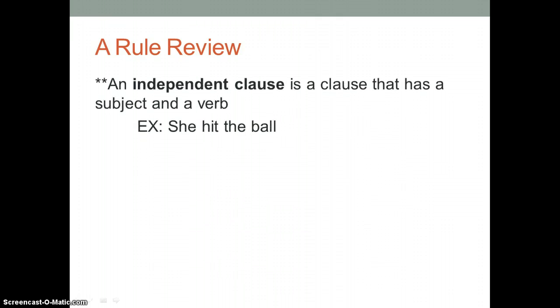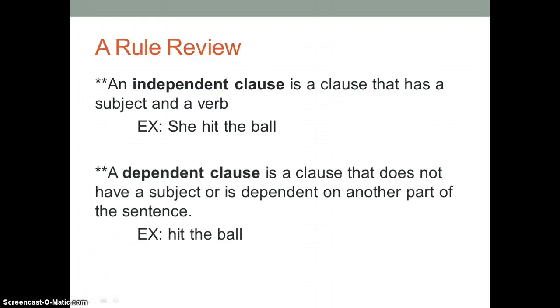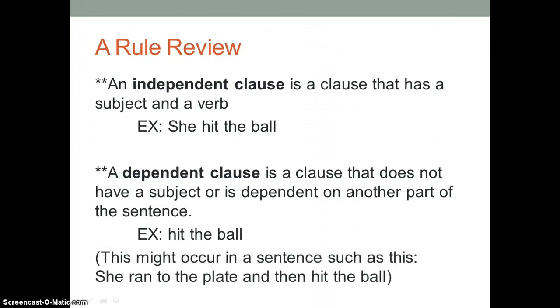Just as a review, an independent clause is a clause that has a subject and a verb, such as "she hit the ball," whereas a dependent clause is a clause that does not have a subject or is dependent on another part of the sentence, such as "hit the ball." That might occur in a sentence such as this: "she ran to the plate and then hit the ball." And "hit the ball" is a dependent clause. It could not stand on its own because it lacks a subject.